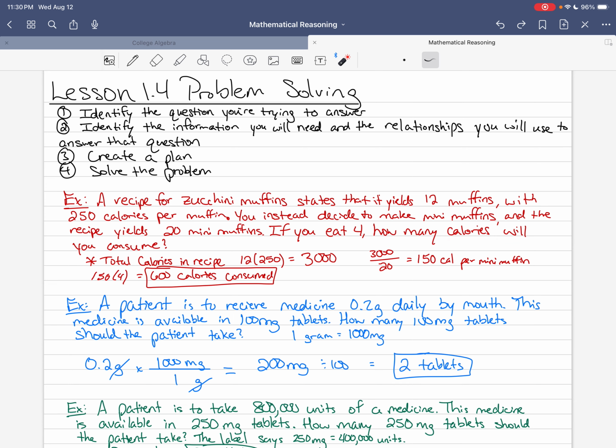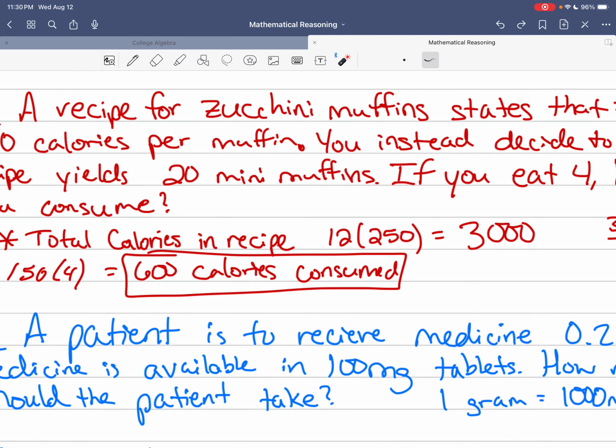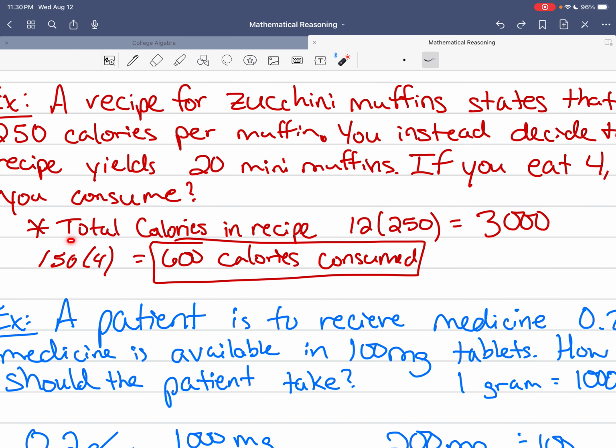So, the recipe tells us how many calories are in a single muffin. But we decided to make these muffins smaller. So we have more muffins, but we have the same amount of total calories because it's still the same recipe. We just made smaller muffins. So we need to figure out how many calories are in each mini muffin, and then we can figure out the total for 4. So we want to figure out first the total calories in the recipe.